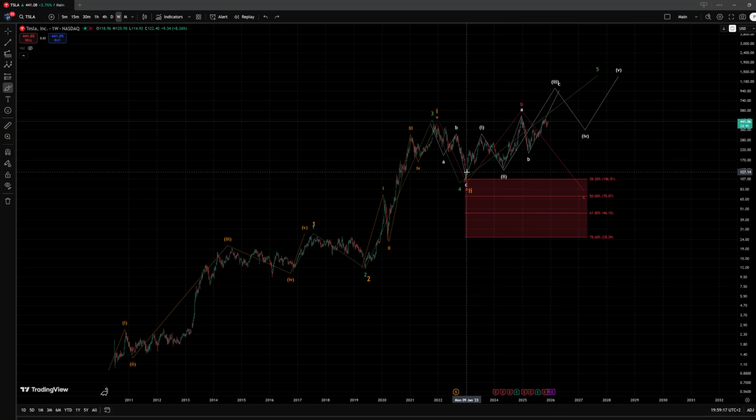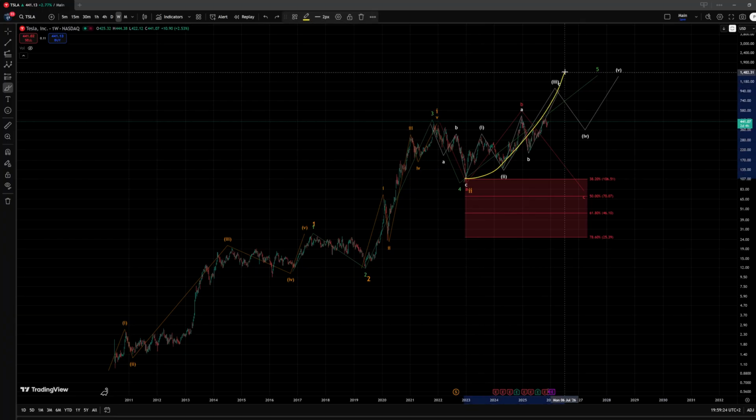Now I'm saying that because within this movement to the upside we are developing a diagonal pattern, meaning that this itself cannot be the third wave unfolding to the upside, and it can really only be either a wave 1, a wave 5, a wave A, or a wave C. Anything but a wave 3 basically, almost anything.